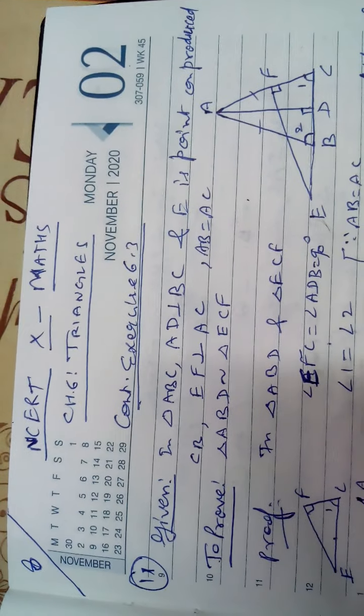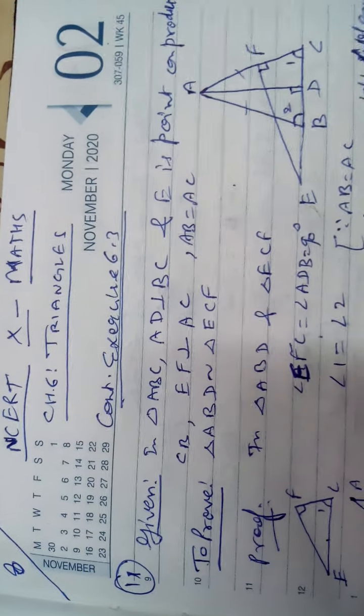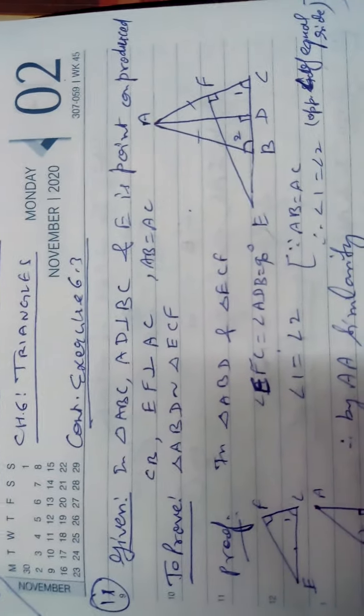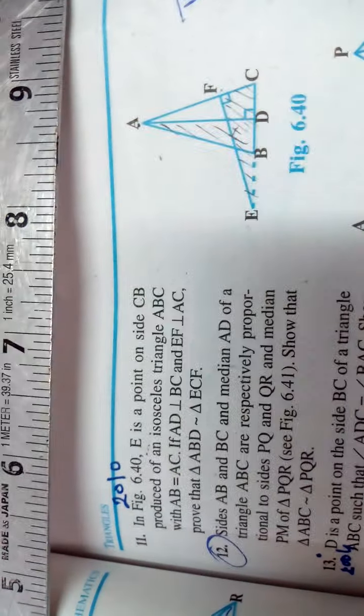Chapter 6 Triangles. Today I will continue exercise 6.3. Till question number 10 I have finished. Question number 11 is given. Here a triangle, this figure is given.